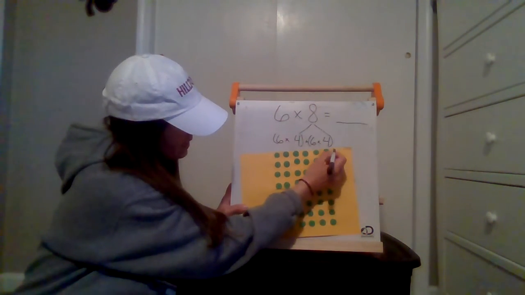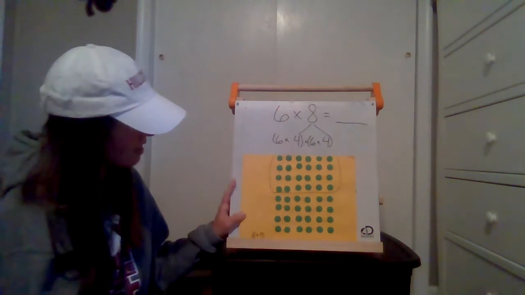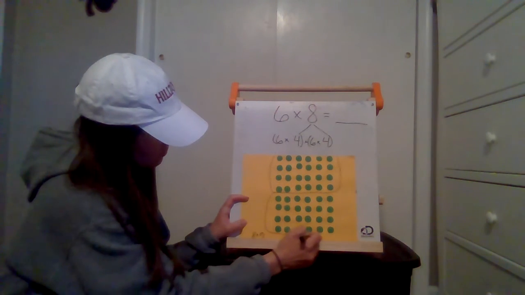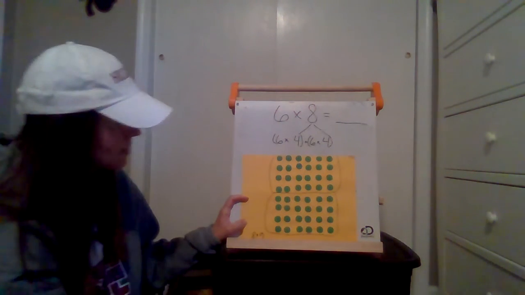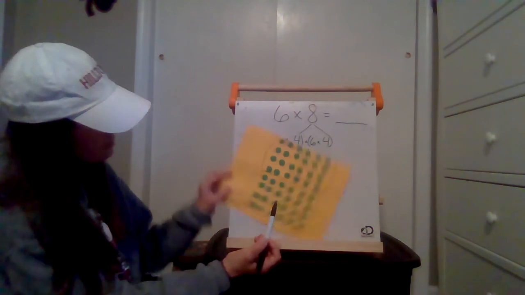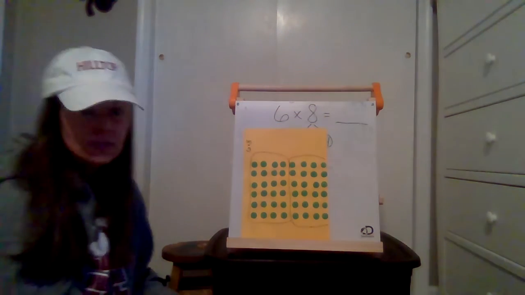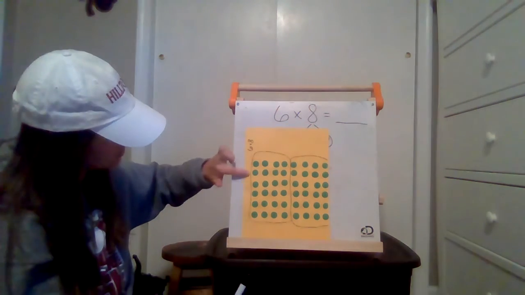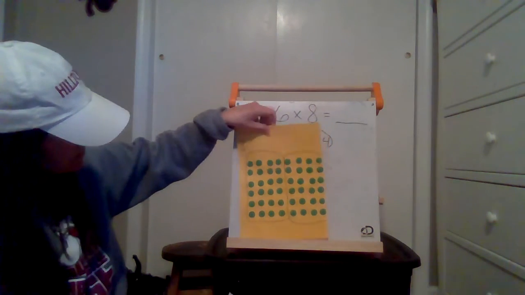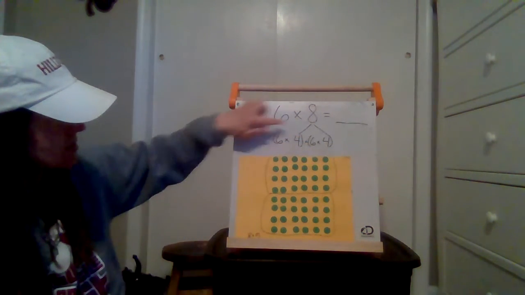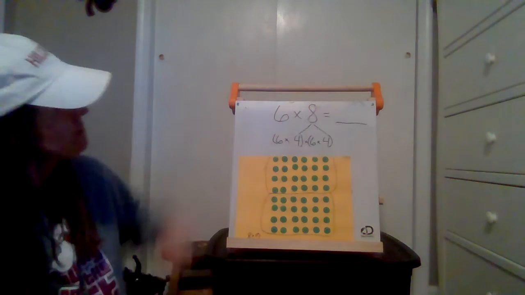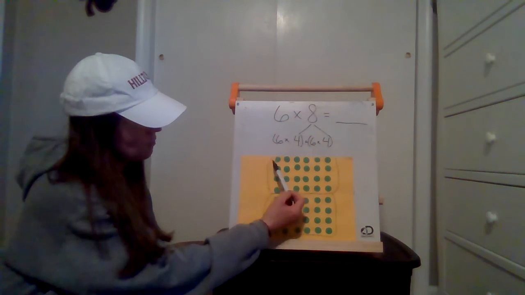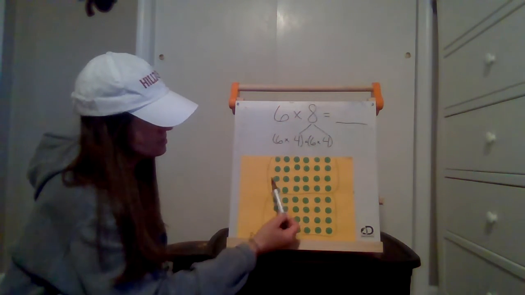So I'm going to take a look at my big array here, and I'm going to circle my 4 groups of 6, or my 6 groups of 4, and my other 6 groups of 4, or 4 groups of 6. Because remember, when I turn this, even though it looks a little bit different, I still have the same 1, 2, 3, 4, 1, 2, 3, 4, 5, 6. So this array can show me 6 times 8, or 8 times 6. And when I break it apart, I can look at it as 4 times 6, or 6 times 4.